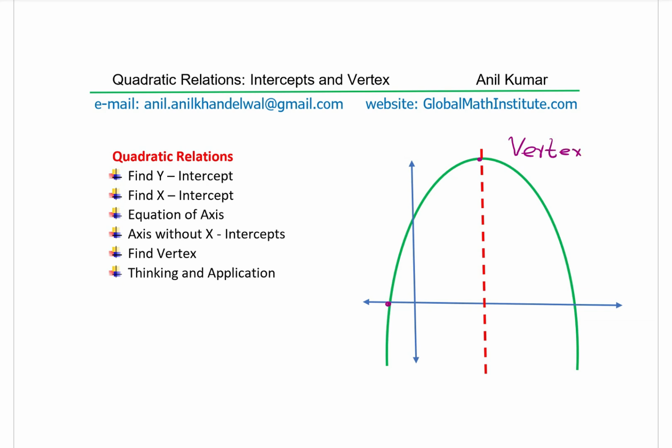Wherever the parabola crosses the x-axis are called x-intercepts. So this parabola has two x-intercepts which are at these points. And then we also have a y-intercept. So let me label these and then we will relate them.